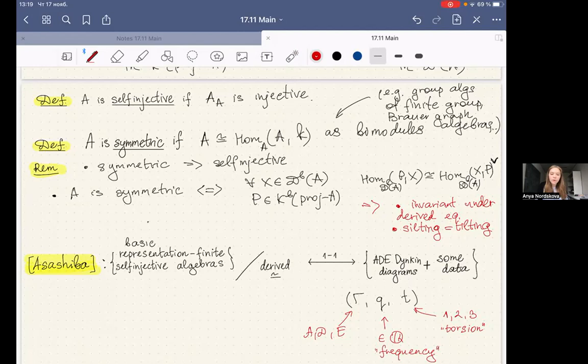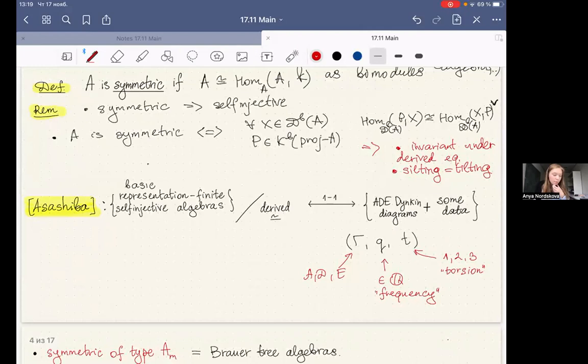It's not just any rational number. It can be obtained from the stable AR quiver of the algebra, and I must say that this work of Asashiba really relies on a lot of work by Riedtmann. The shapes of stable AR quivers of such algebras were already investigated by her. Okay, so for instance, for type A, I will not list all possible combinations in this classification, but for type A, there are triples of this form.